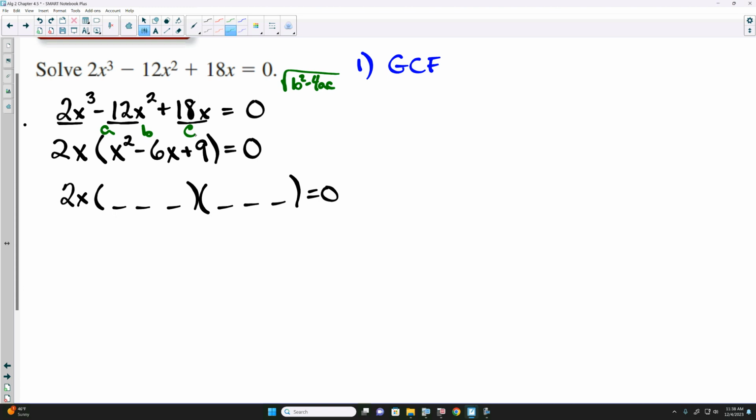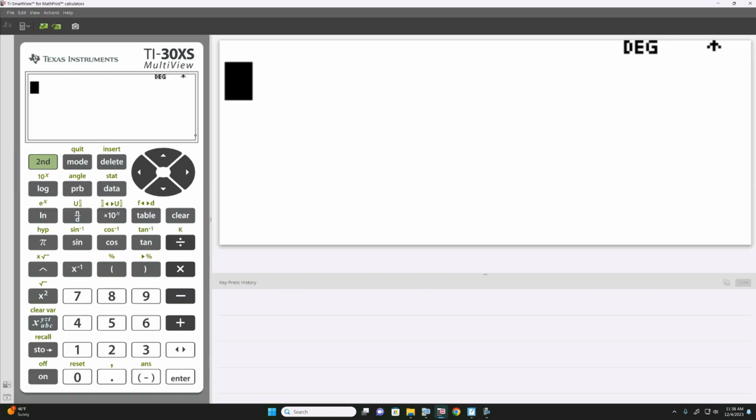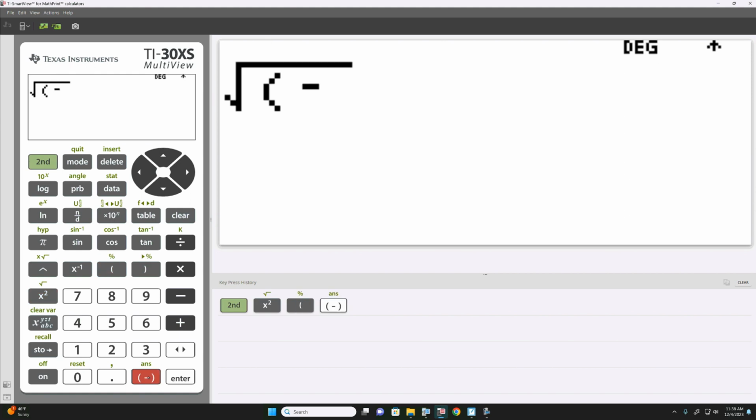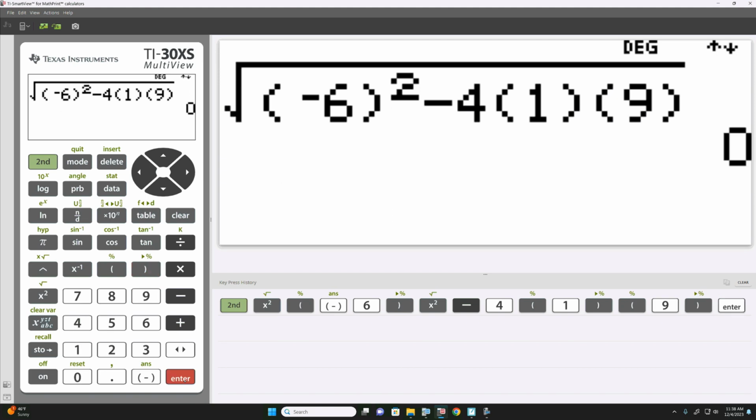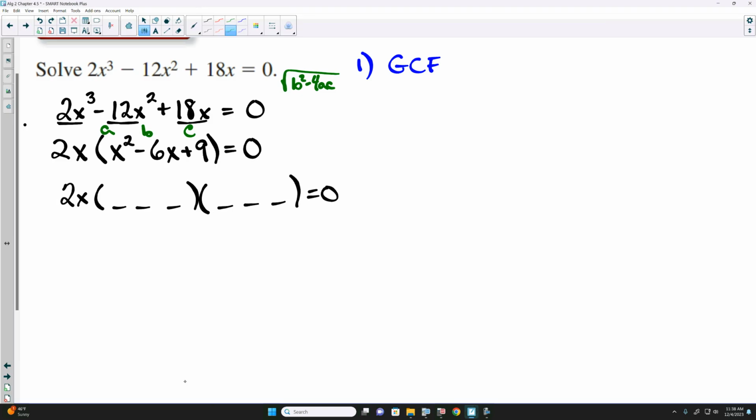Because if we plug it into this part of the quadratic formula and we get a whole number, a non-decimal real number, then it will be factorable. In our case here, if we type this in, square root of negative 6 squared minus 4 times 1 times 9, we get 0. So what it's telling us is that x squared minus 6x plus 9 is factorable. If it's a non-decimal number and it's a real number, then it is factorable, because the b squared minus 4ac is half of the quadratic formula.